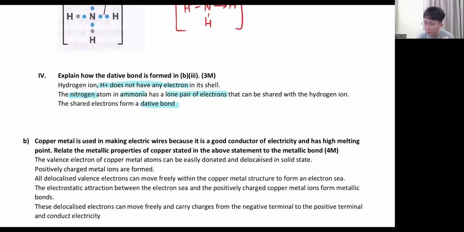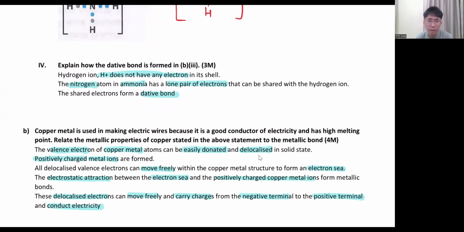So you can see from here, the valence electrons of copper metal are easily donated and delocalized in the solid state. But does anyone gain electrons? No, so we only have positively charged metal ions formed, and they are able to move freely to form an electron sea. So there is electrostatic attraction between the sea of electrons and the positively charged copper metal ions, and these electrons can move freely and carry charges from the negative terminal to the positive terminal and conduct electricity.